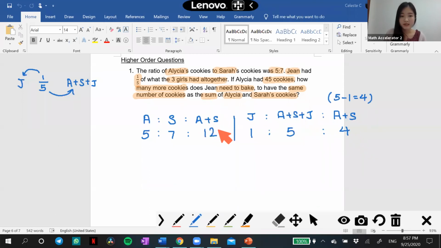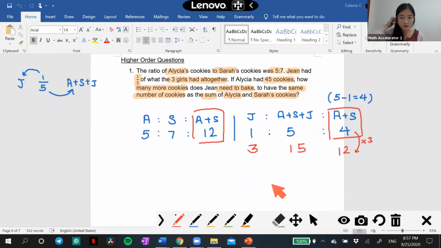So if A plus S is 12 here, and it's 4 here, we have to make it equivalent because it's a repeated identity. So make it to 12 times 3. If you times 3 here, you have to times throughout for this entire set of ratio. So you have 15 and 3. Okay, and we know that Alicia has 45.